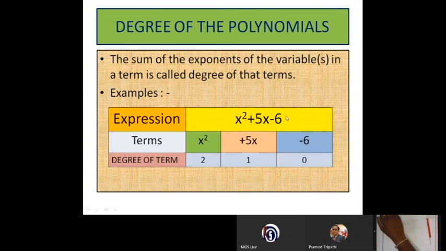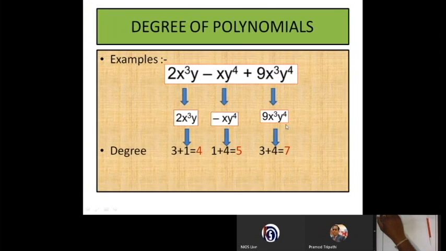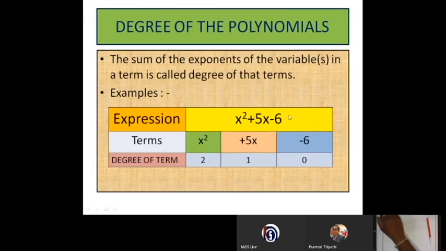Minus 6 is the third term, but the variable is hidden here: x raised to the power 0. Hence, its degree is 0. So, the degree of a constant term is always 0. I think it is clear how you can find the degree of the terms.